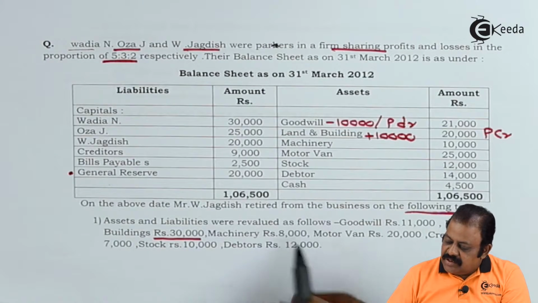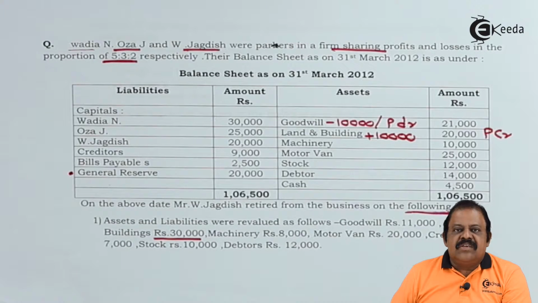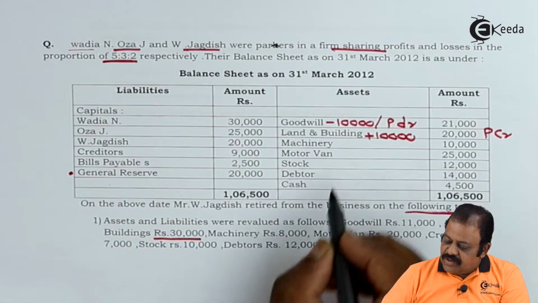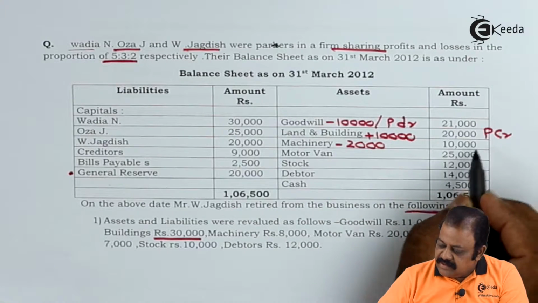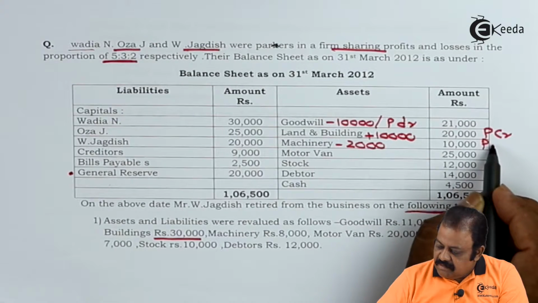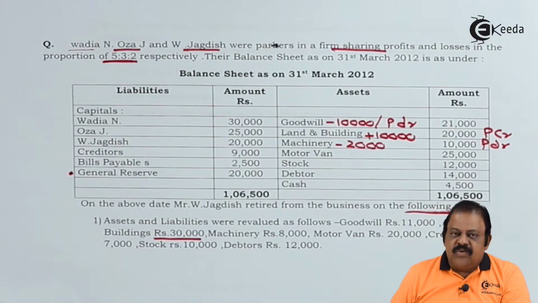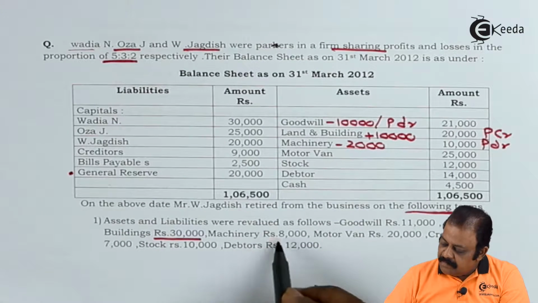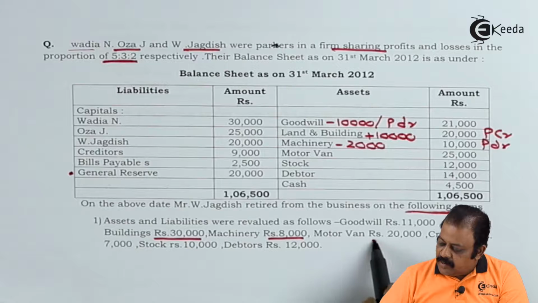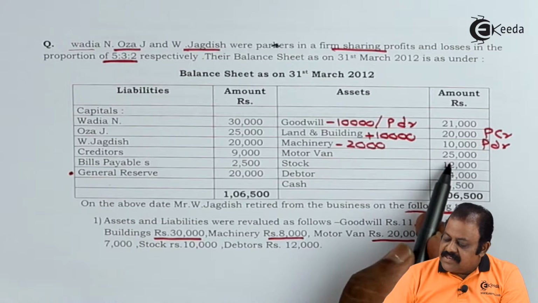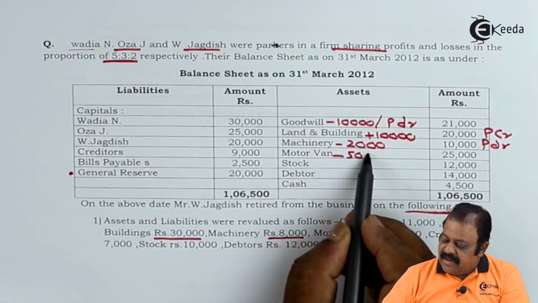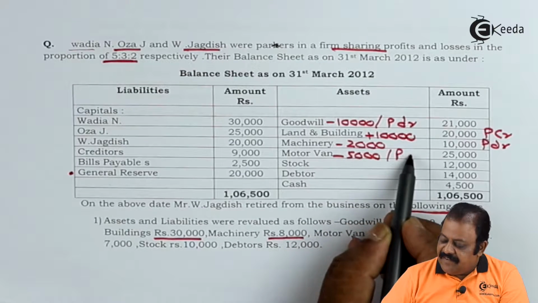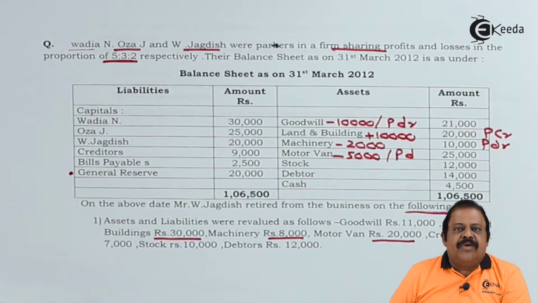Machinery 8,000. Here machinery is 10,000. New value is 8,000. That means there is a reduction of 2,000. Second effect, profit and loss adjustment account debit. Motor van 20,000. Here motor van is given in the balance sheet at 25,000. That means there is a reduction of 5,000. Second effect, profit and loss adjustment account debit.